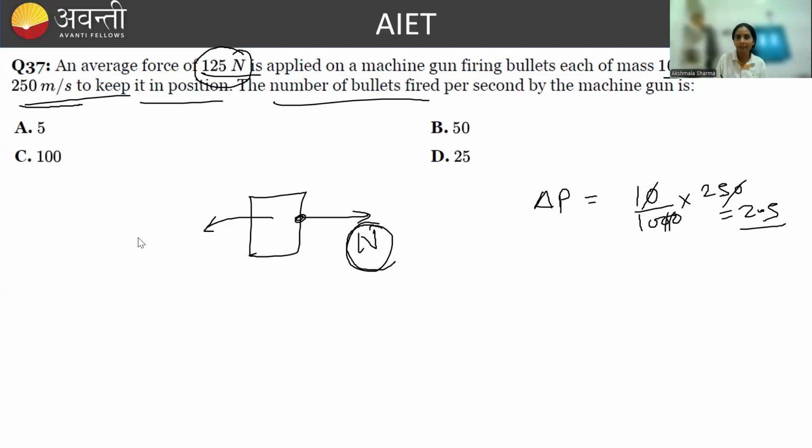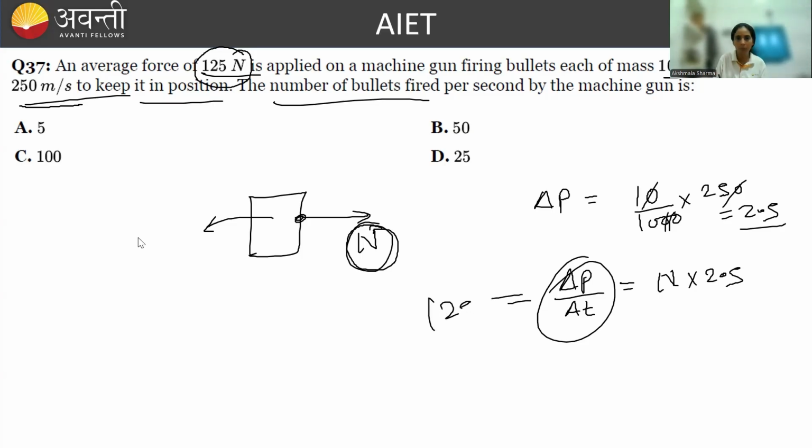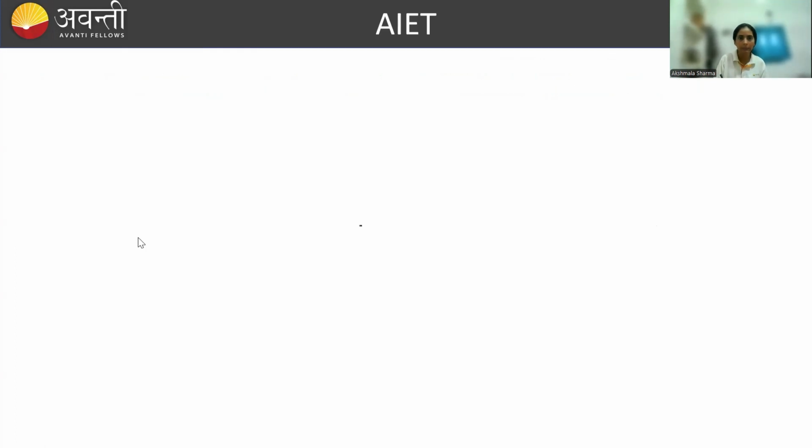Suppose n bullets are coming per second. So what is the momentum change per second? Momentum change per second, where delta t is 1 second here, will be n into 2.5. And this is force, and this is equal to 125. So 125 equals 2.5 n, so n equals 50. So the correct answer for 37 will be what? B. Answer is B.